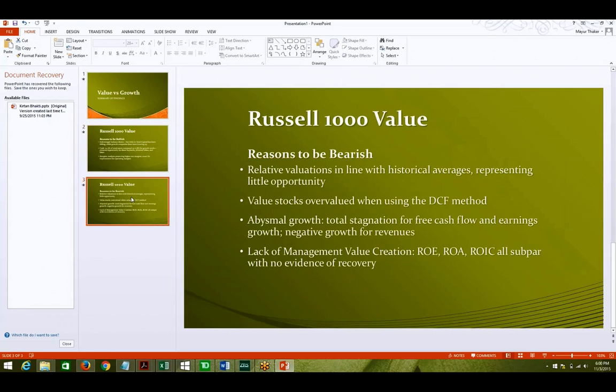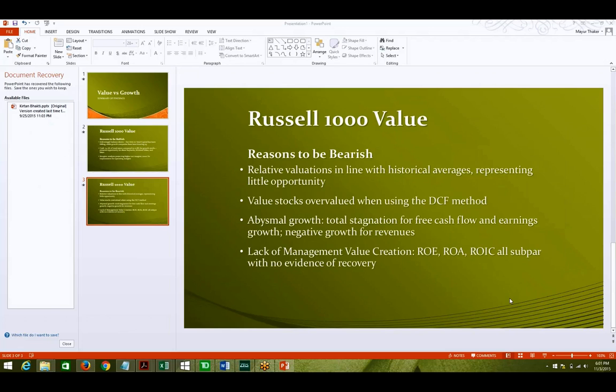However, the reasons to be bearish on value stocks are that relative valuations are in line with historical averages, representing very little opportunity. Value stocks are actually overvalued when using the DCF method. There's still abysmal growth. We know that there's total stagnation for free cash flow and earnings, and actually negative growth for revenues. And we also know that there's a lack of management value creation, where ROE, ROA, and ROIC are all subpar, with almost no evidence of recovery.